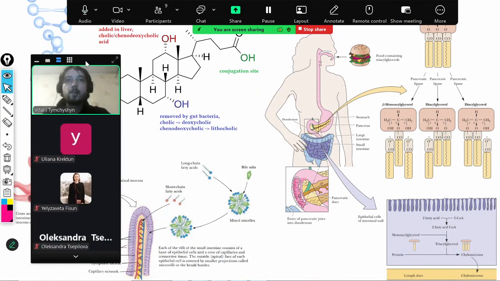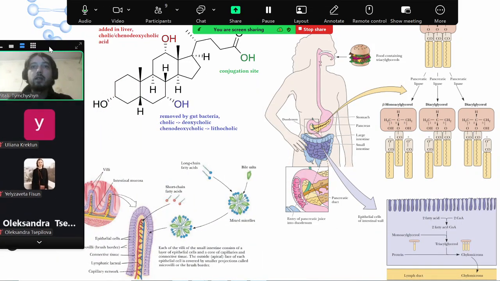So each of the villi in the small intestine consists of a layer of epithelial cells and the core of capillaries and some connective tissue. The outside, the apical face of each epithelial cell, is covered by smaller projections called microvilli. So here you see them.